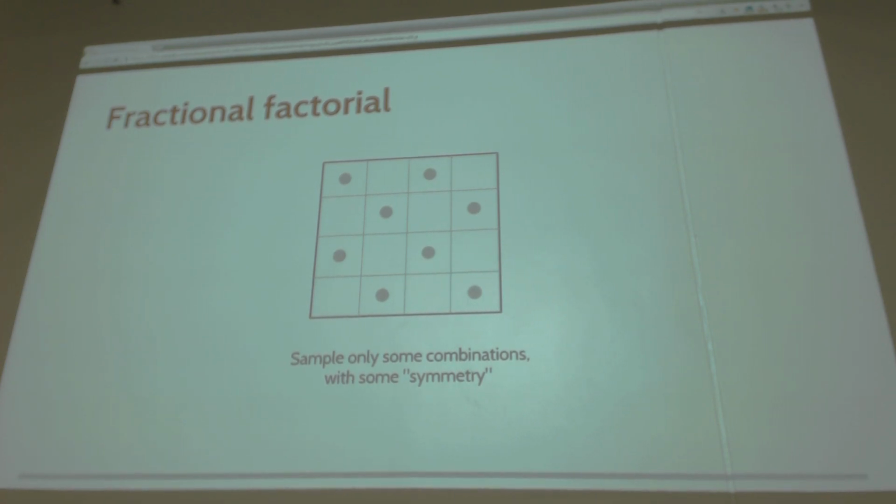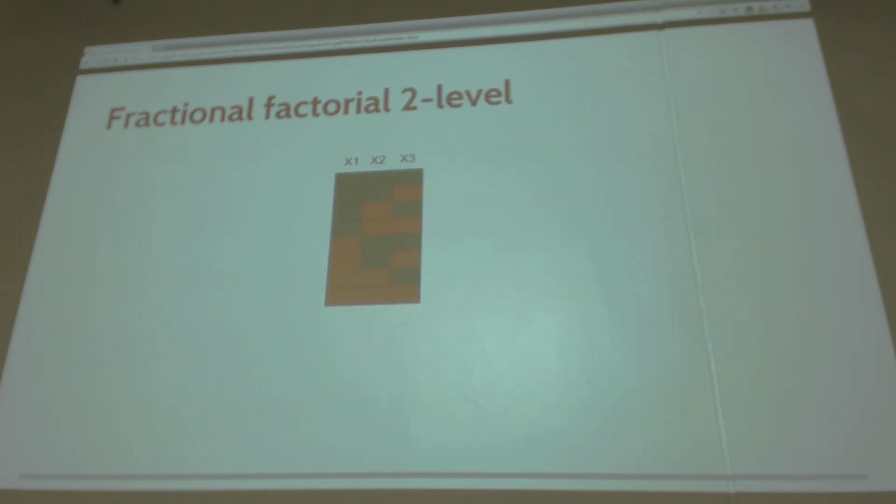So we need to sample only some combinations of all parameters, but we need to have some kind of symmetry. So we need to cover the full range and have some fairness and comprehensiveness. So let us talk about how we can produce interesting designs of this sort.